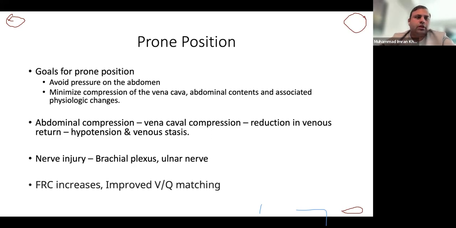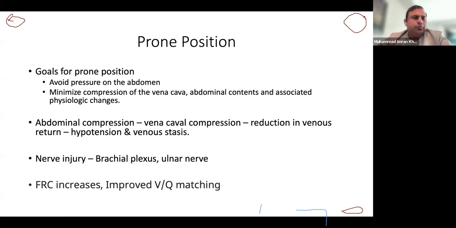And the second position that we are going to discuss today is the prone positioning. So for prone positioning, your goals are to avoid pressure on the abdomen and to minimize compression of the vena cava, abdominal contents, and associated physiologic changes. The abdominal compression in the prone position can cause, like I said, vena cava compression, reduction in venous return with resultant hypotension, venous stasis, and increased pressure in the epidural venous plexus.